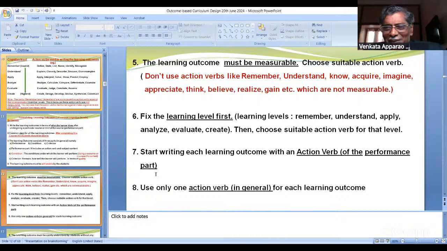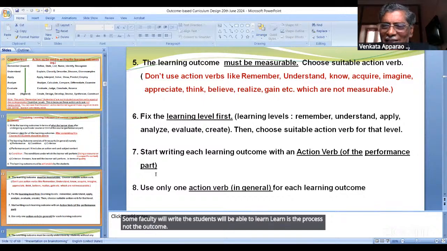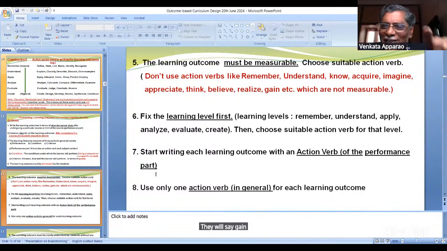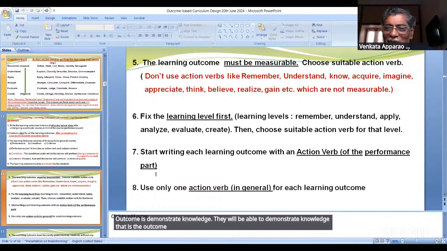This is again a common error. Learn. Some faculty will write, the students will be able to learn. Learn is the process, not the outcome. They will say gain knowledge. Gaining knowledge is the process, not the outcome. Outcome is demonstrate knowledge. They will be able to demonstrate knowledge. That is the outcome. You have to distinguish between the process and the outcome.